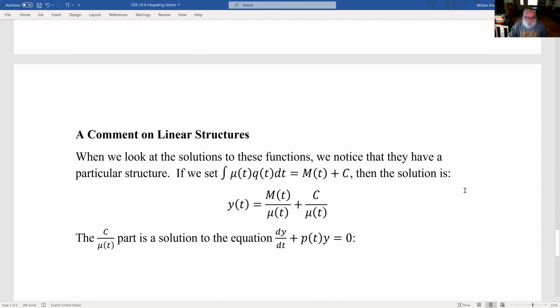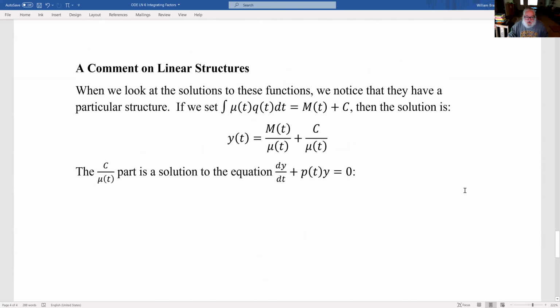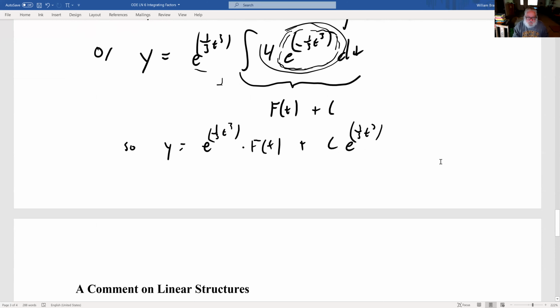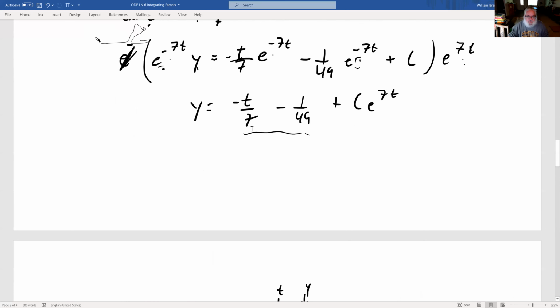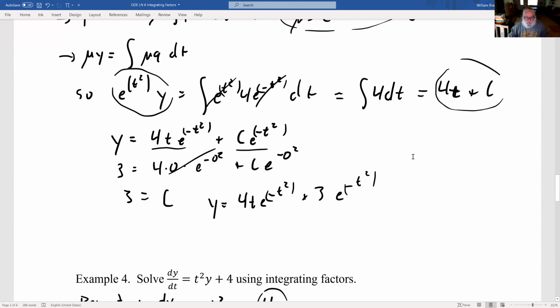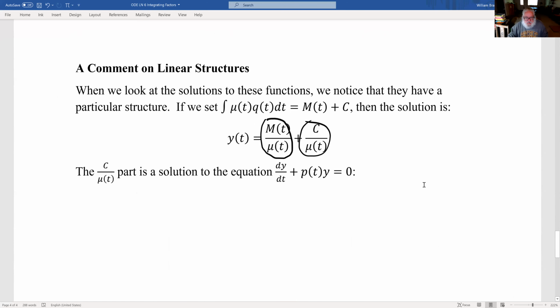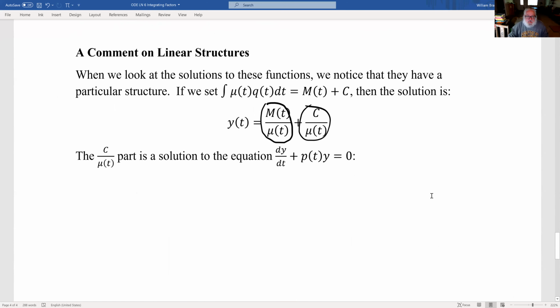Okay. So whenever we solve these kinds of equations, they all have a particular structure. They all look something like this: some function plus c over mu. Some function plus c times mu. And even here we have some function plus c times mu. And that happens often when we deal with a linear structure.